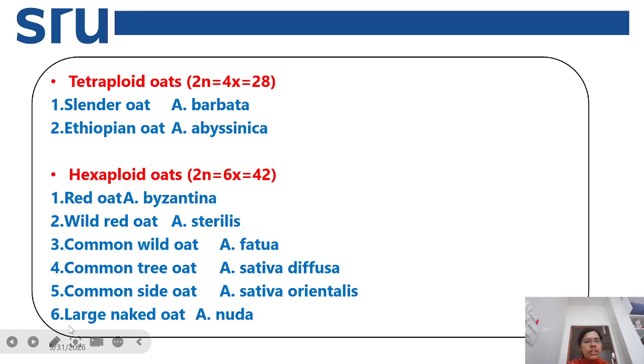So here we have six hexaploid oats. First is red oat, Avena byzantina, and next is wild red oat, Avena sterilis, and next is common wild oat, Avena fatua, and next is common tree oat, Avena sativa diffusa, and next is common side oat, Avena sativa orientalis, and large naked oat, Avena nuda.